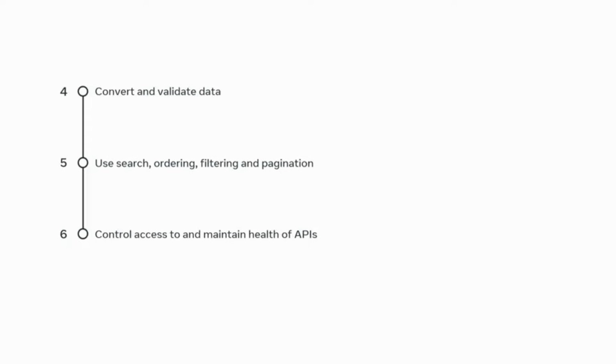In addition to this, following your completion of this course, you should now be able to understand RESTful API development, use the Django REST framework to create APIs efficiently, serialize database models, convert and validate data, implement search, ordering, filtering, and pagination, and control access to your APIs and put systems in place to ensure you maintain their health.